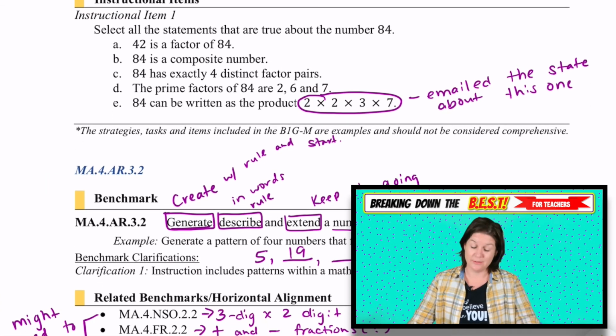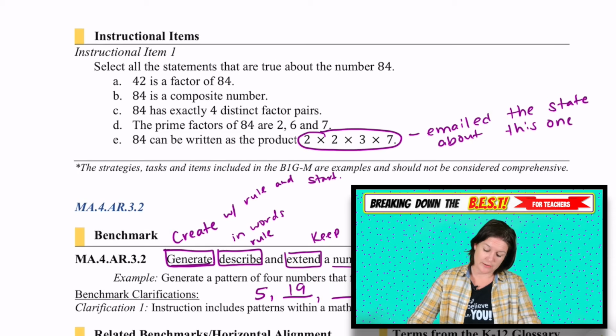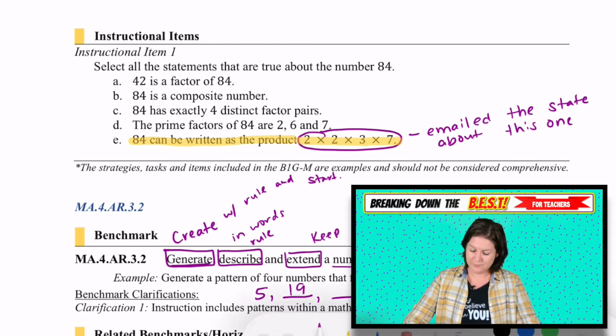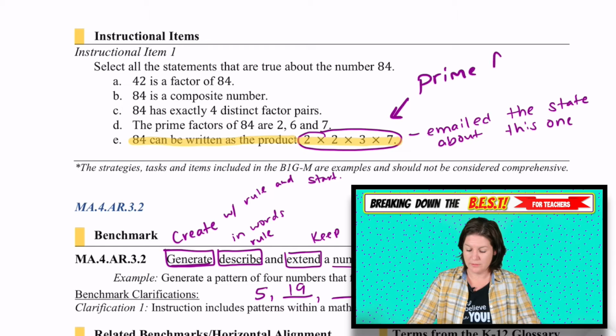Oh, we need to talk about this. For this instructional item right here, you see how it says 84 can be written as the product of 2 times 2 times 3 times 7. This right here is prime factorization. And this is a 6th grade skill.